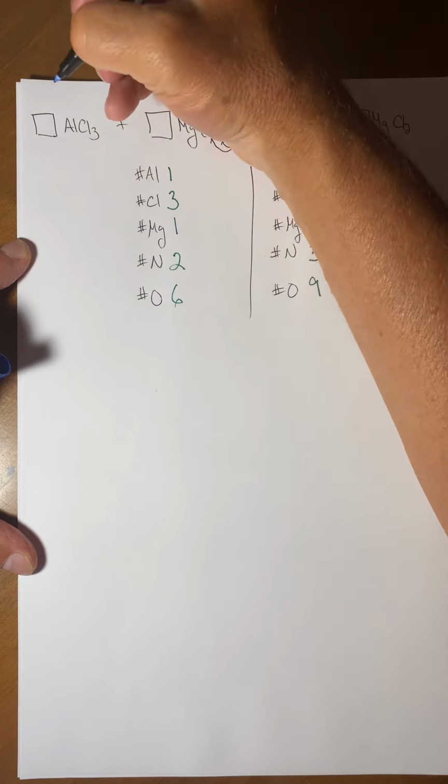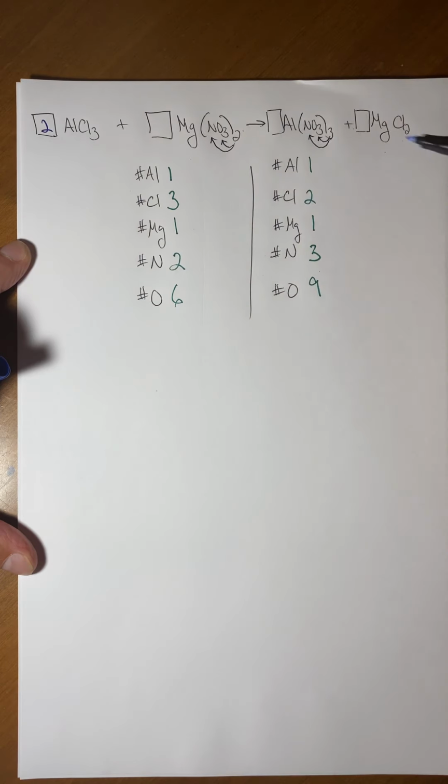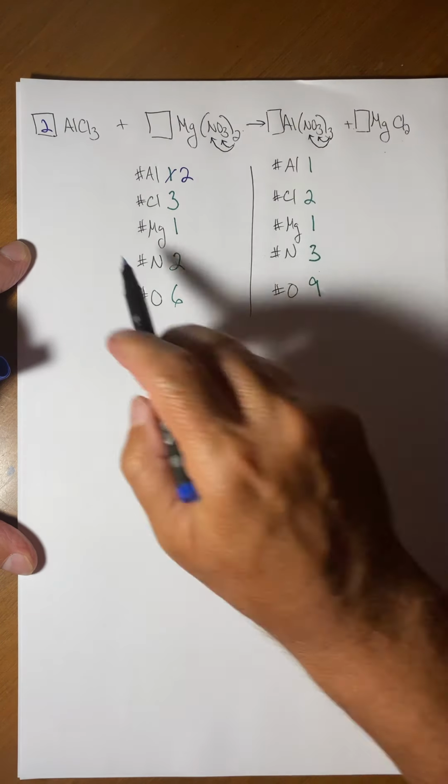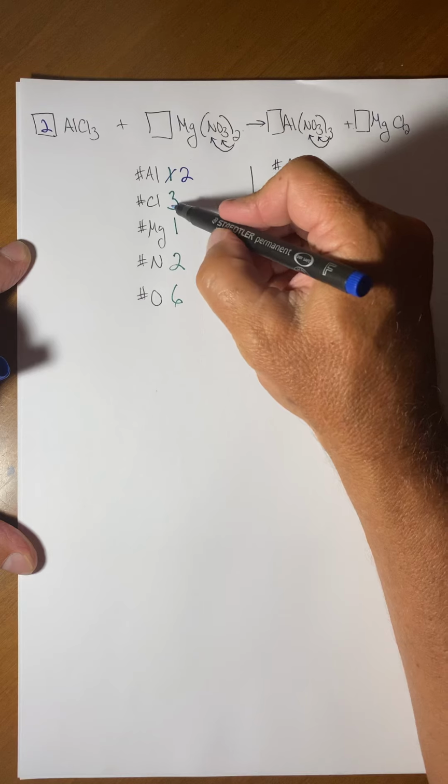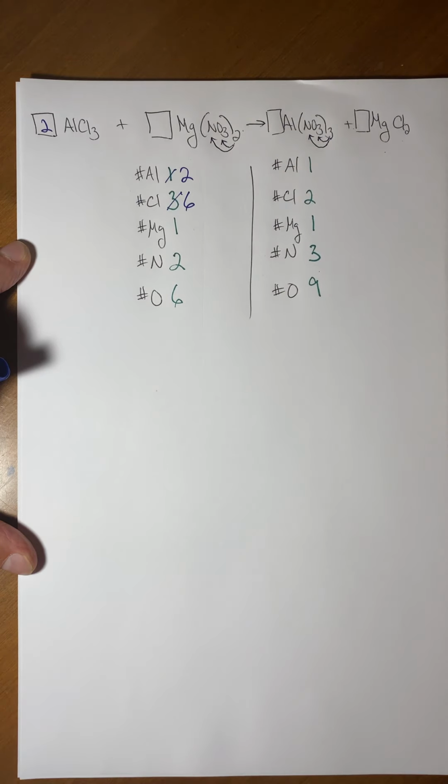So if I make this a 2, I'm going to have 2 aluminums, and I'm going to have 3 times 2, which is 6 chlorines. Okay? Now if I want this to do the same, if I put a 3, I now have 3 magnesiums and 3 times 2 chlorines, which would be 6 chlorines. So I've got the chlorines to balance, right? So these guys are balanced, but that's it.